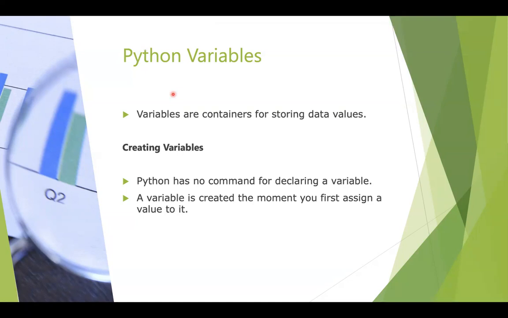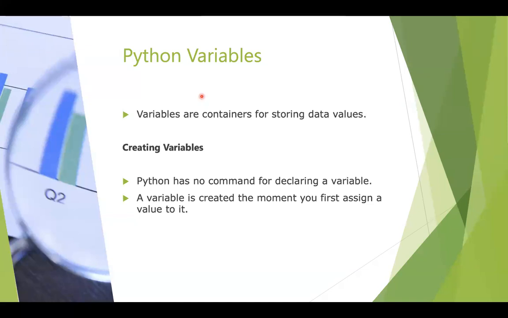So how do you create a variable in Python? Python has no specific command for declaring a variable. A variable is just created the moment you first assign a value to it. What do you mean assign a value? When you say x is equals to this, then that is a variable. y is equals to this, that is a variable. It doesn't have a specific way to declare it. So it's a very easy way to do.